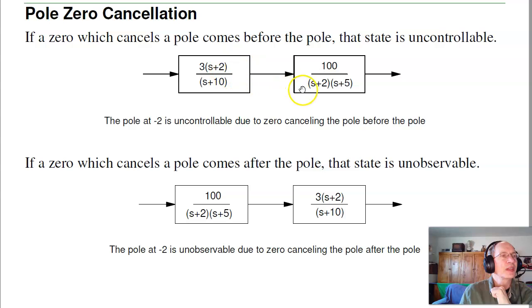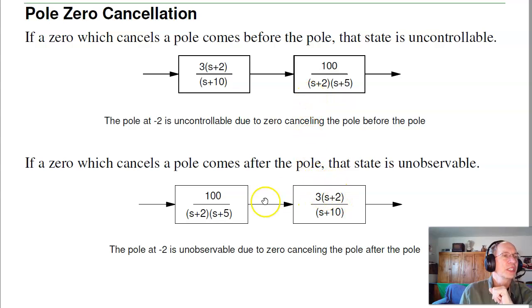So if I find the transfer function, here's the third order system. The transfer function is only second order, however. Again, this pole can zero cancel. That reduced order tells me it's either not controllable or not observable. If the zero happens before the pole, then this pole is not controllable. No matter what I do to the input, I can't change this pole.